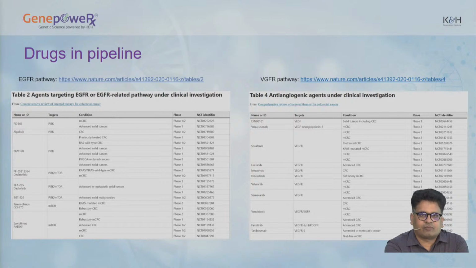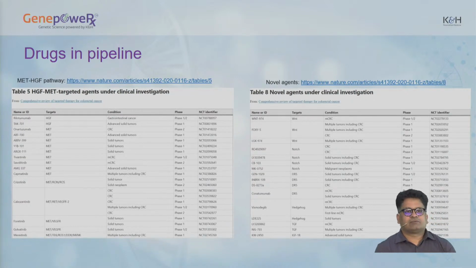And table 4 is anti-angiogenic agents, which is mostly EGF inhibitor. If you count the number, there are more than 380 phase 2, phase 3 trials which are currently on trial, and most likely the success rate will be around 20 to 30% that they will hit the market. And the next one is HGF MET. Again, multiple trials are going on, and other novel agents which are mostly immunotherapies.